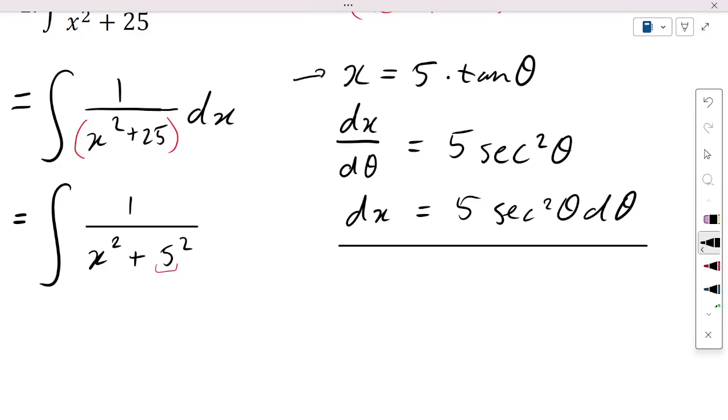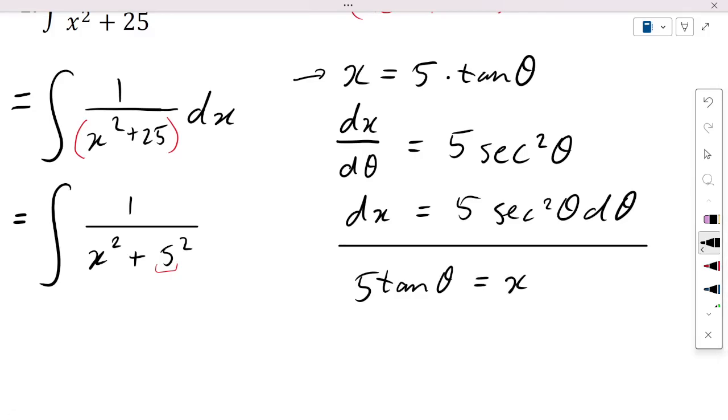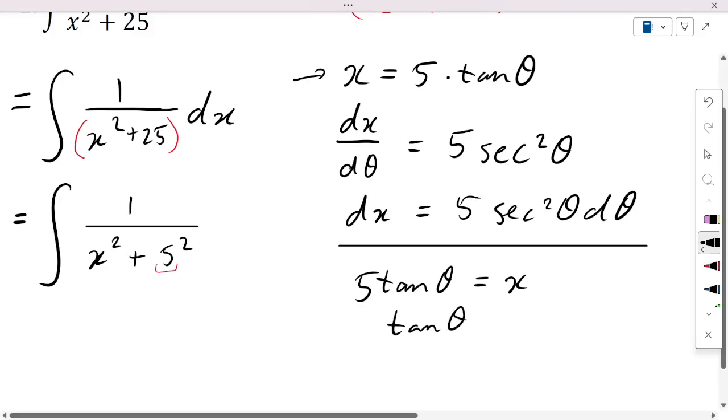So over here, how do we do that? We're going to use that equation, x is equal to 5 tan theta. I'm just going to swap them around: 5 tan theta is equal to x. And then we're going to divide both sides by 5. Then we're going to have tan theta is equal to x over 5.